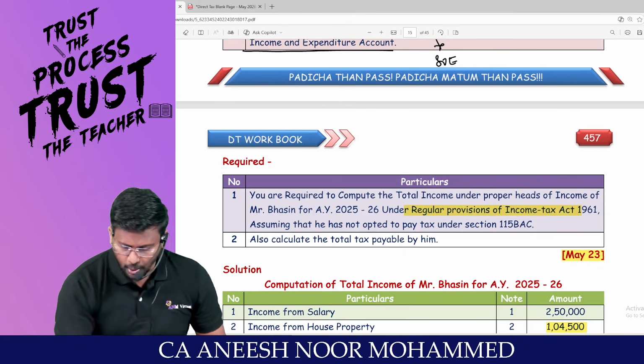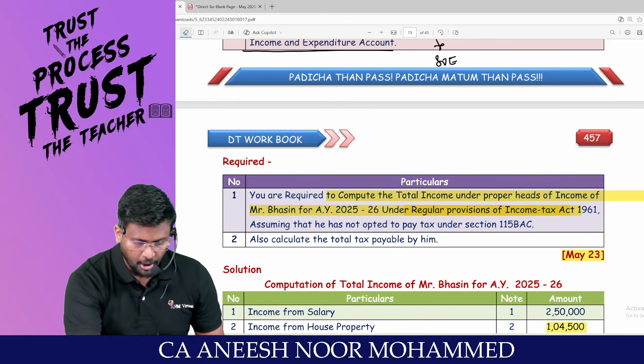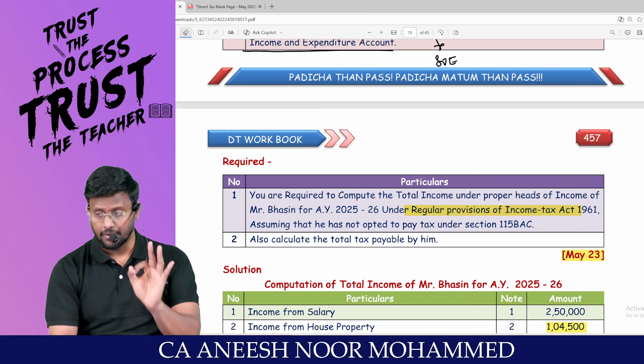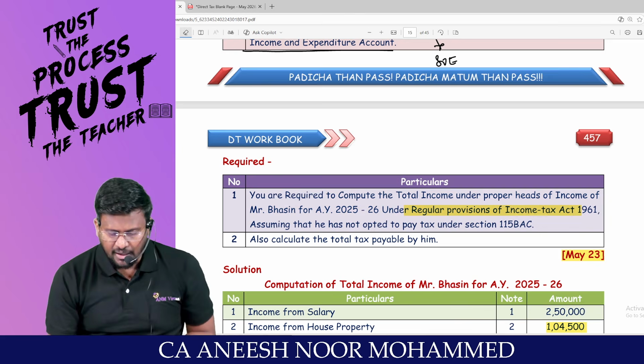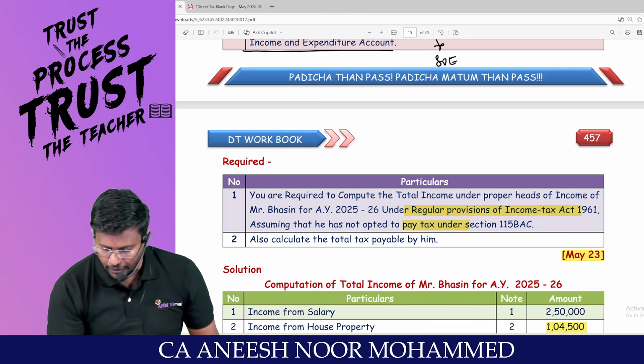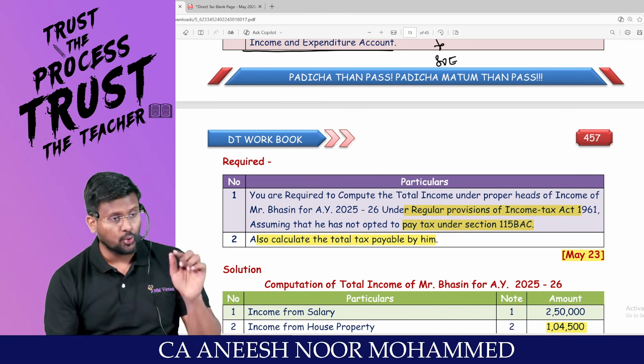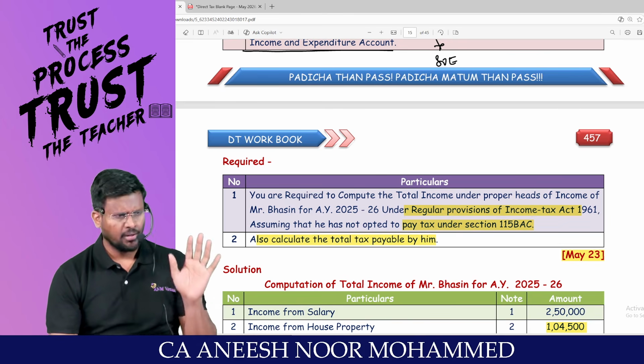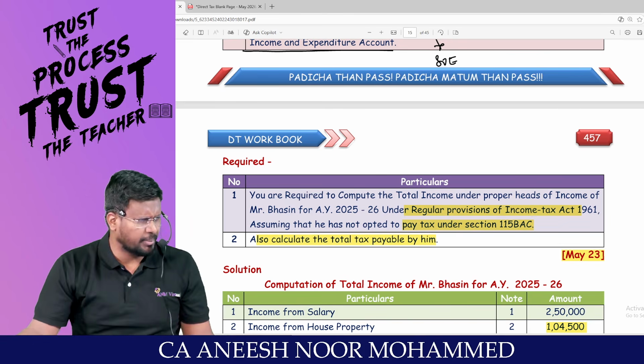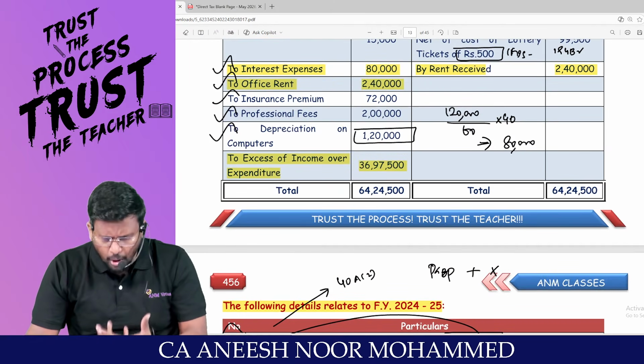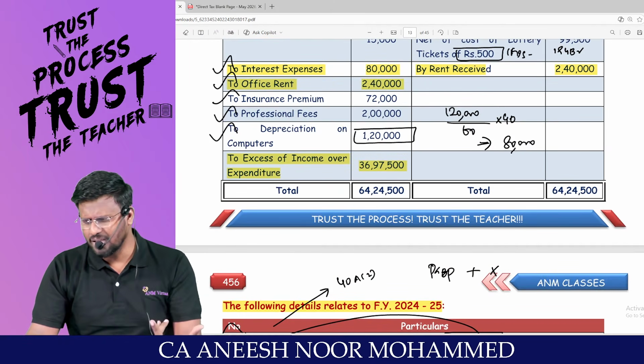You are required to compute the total income under the proper heads of income of Mr. Bashin for assessment year 25-26 under regular provisions of the Income Tax Act. Assuming that he has not opted to pay tax under 115BAC, also calculate the total tax payable by him. Before reading the question, it seemed something very big, but when you spend time on the question properly, it is nothing.